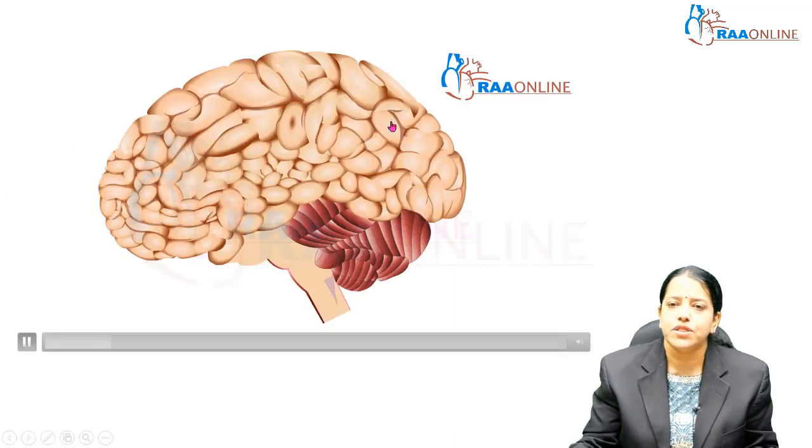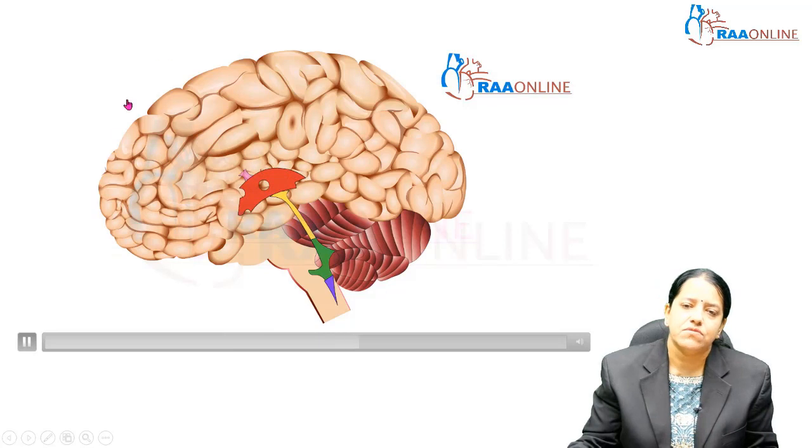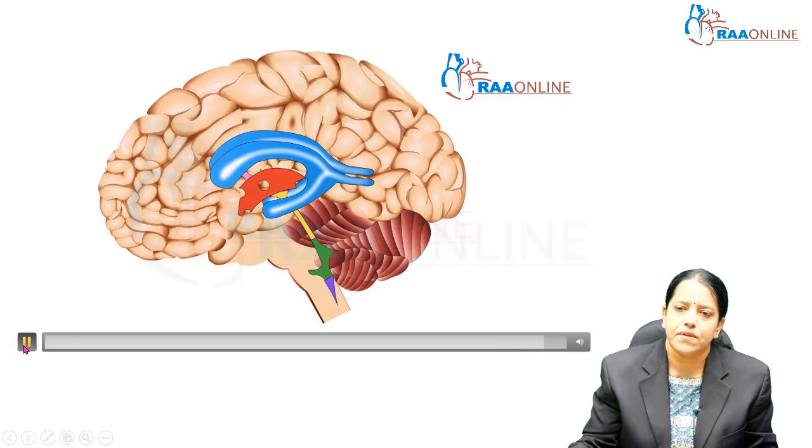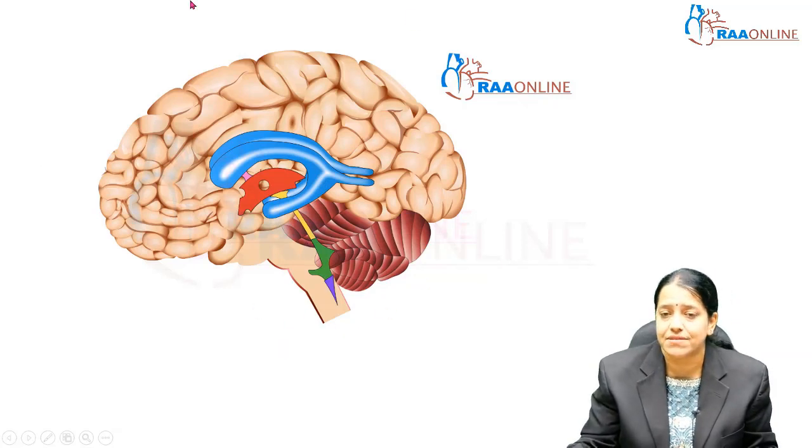So this is showing the brain. You can see the brain and the cerebellum being shown over here, and you can observe that we are showing the ventricular system in different colors. You can observe here that this is the ventricular system, with all the ventricles being shown.